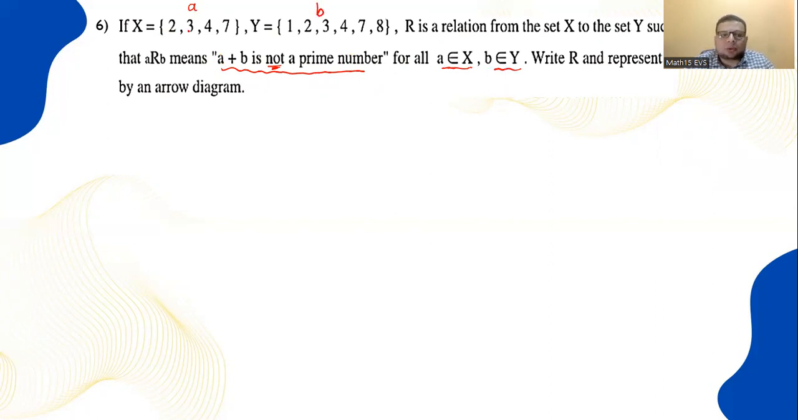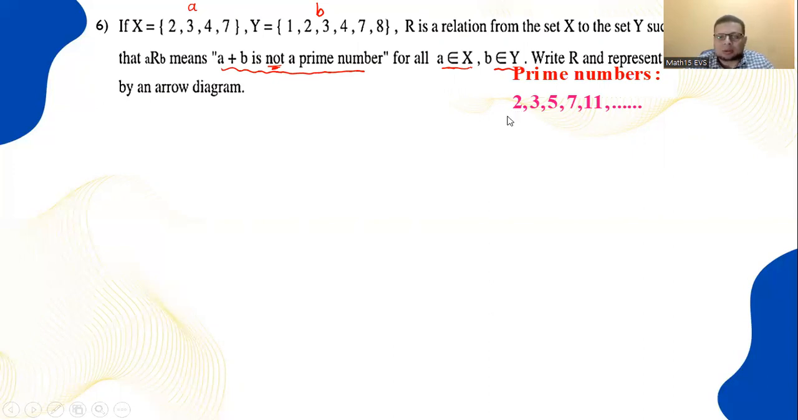a here is 2 or 3 or 4 or 7. b is 1 or 2 or 3 or 4 or 7 or 8. But the sum of a and b must be not prime. What is a prime number? You remember the prime numbers like 2, 3, 5, 7, 11, and so on. They have only two factors, 1 and the number itself.